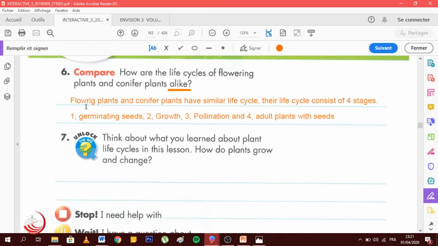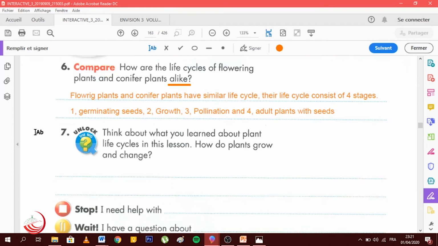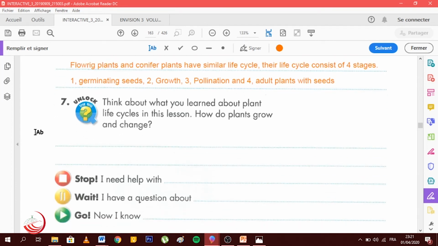If you have a similar answer, then just keep it. If you have a different answer, please copy this answer. And then number 7, think about what you learned about plant life cycles in this lesson. How do plants grow and change? I want you to give me a summary of what you think about how plant life cycles work and how plants grow and change. You can also pause the video and do it yourself and then correct.